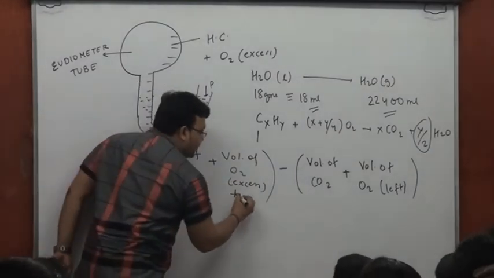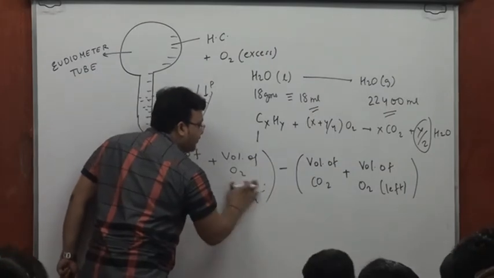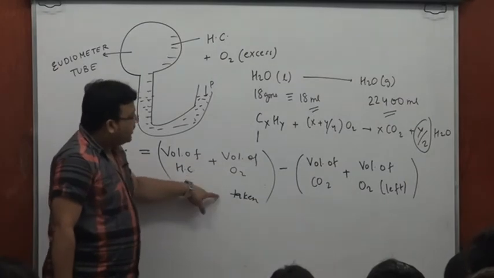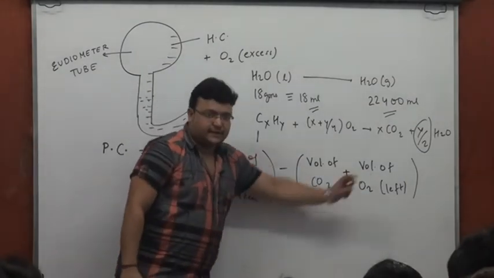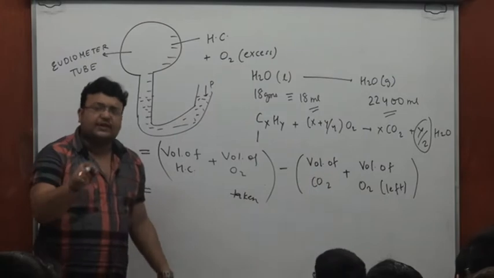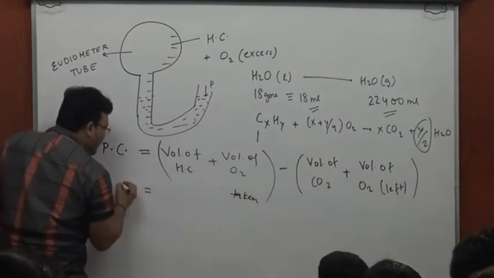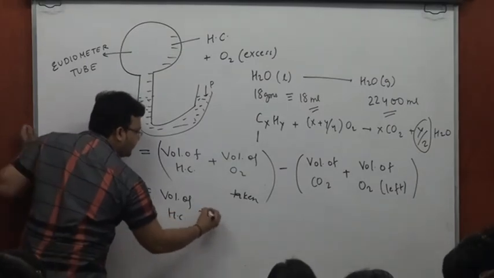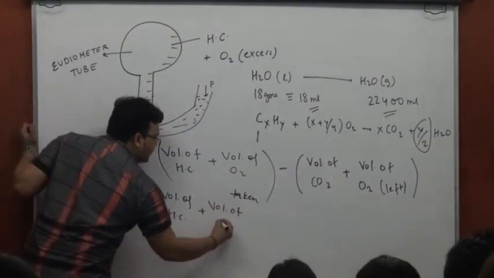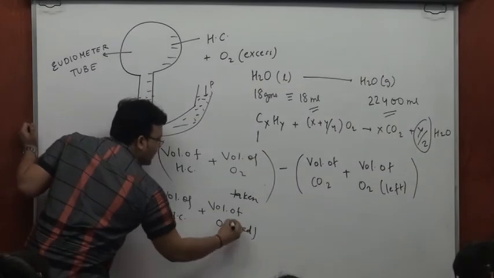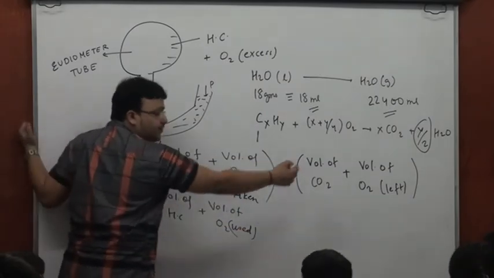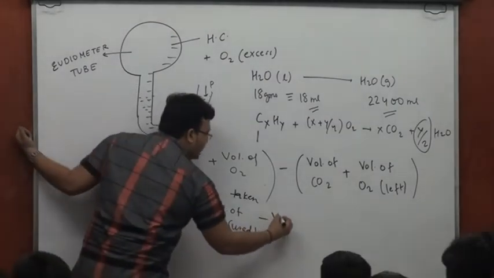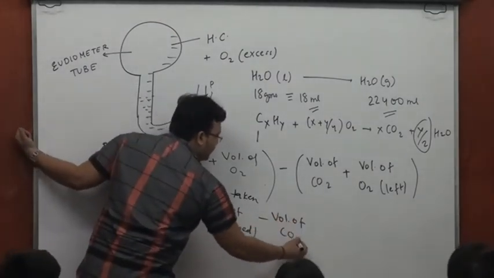Now this is the volume of oxygen taken. By excess I mean this is the volume of oxygen taken initially. Volume of oxygen taken minus volume of oxygen left. Now can I write it as volume of oxygen used? So primary contraction is going to be volume of hydrocarbon plus volume of oxygen used. I repeat, oxygen taken minus oxygen left is oxygen used in the process, minus volume of carbon dioxide.